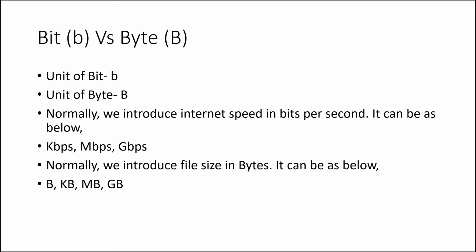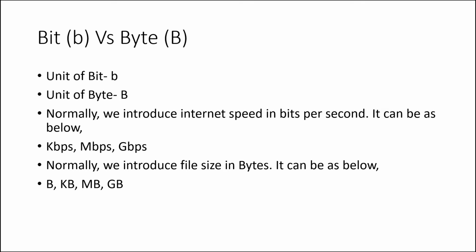Okay, so if you see some advertisement from an internet service provider, you should notice this: kbps. This means kilobits per second. Mbps, the p is a simple p. So the speed is megabits per second.